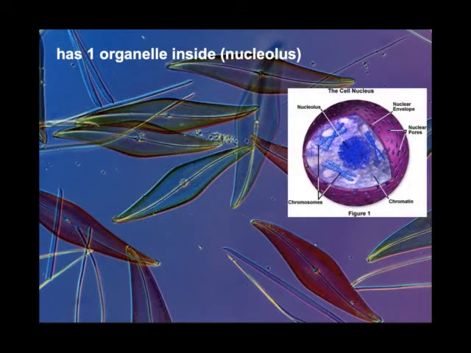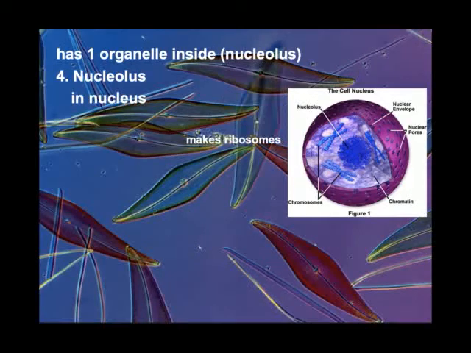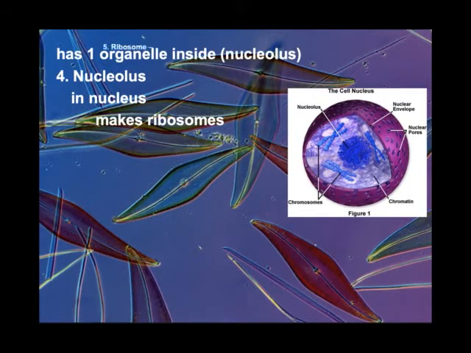The nucleus is such a big cheese that it has its own organelle inside of it called the nucleolus, which happens to be number 4 in our hit parade. The nucleolus is in the nucleus, as I just said, and its only job is to make ribosomes. And we'll talk about ribosomes in just a minute. Hey, look, why not now?